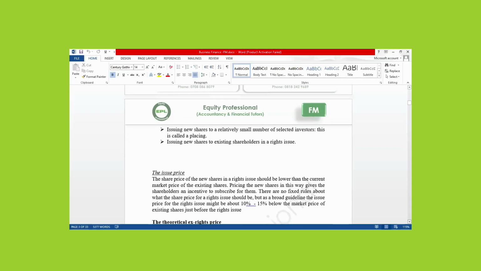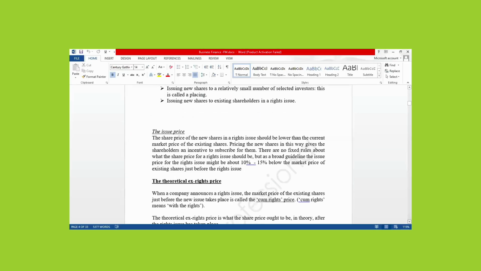We call it issue price, the discounted price at which new shares are offered to shareholders. We also explained rights price as well as theoretical ex-rights price.